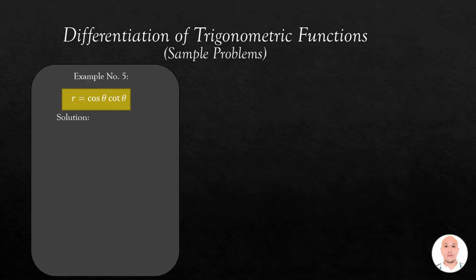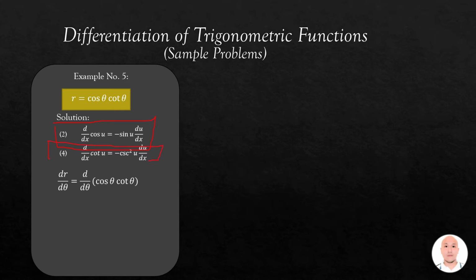So for example number 5, r equals cosine theta cotangent theta. Here we will also use two forms. For cosine u, we will use formula number 2, and for cotangent u, we'll use formula number 4. So we'll have to combine the two forms.